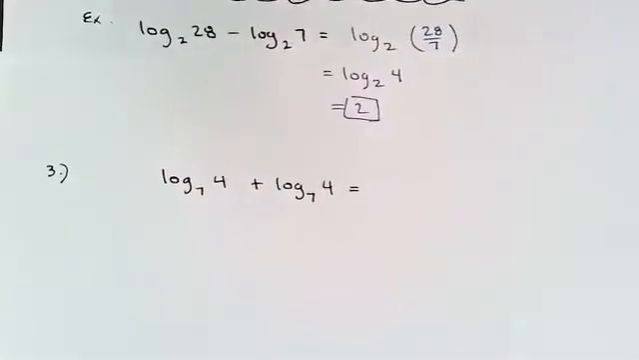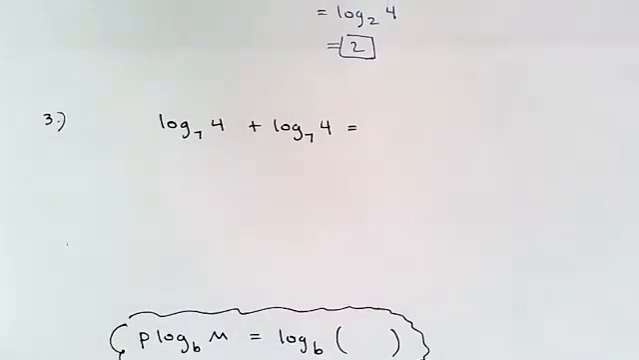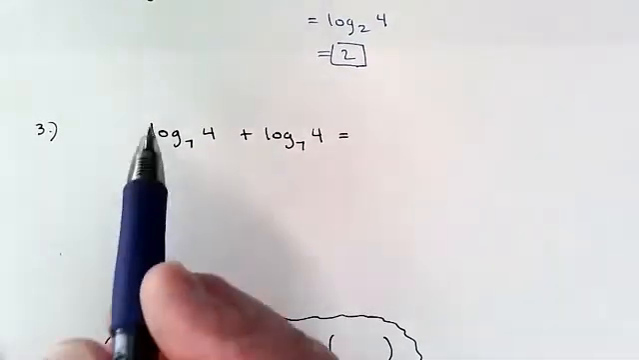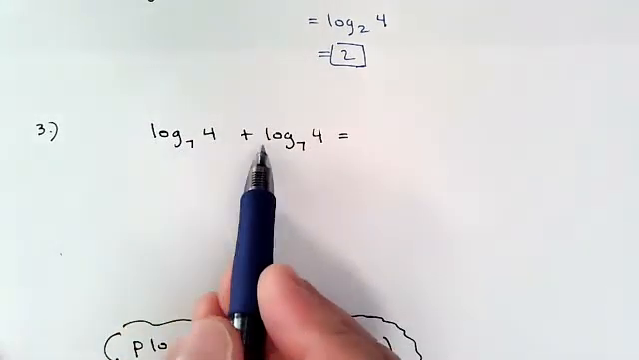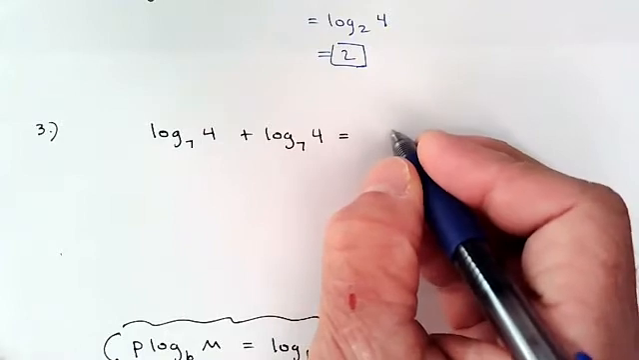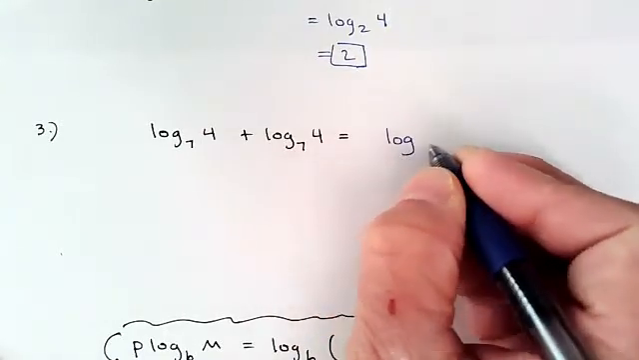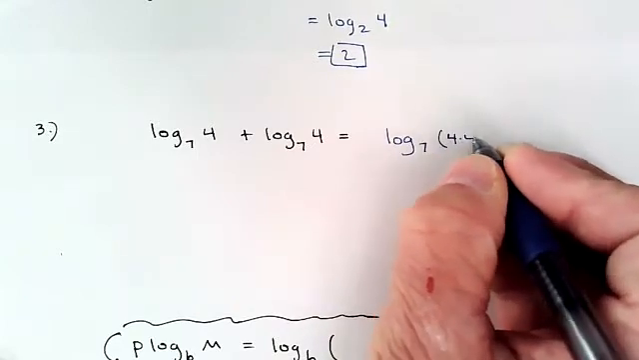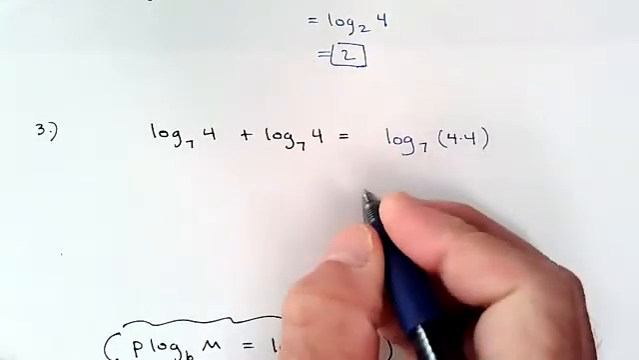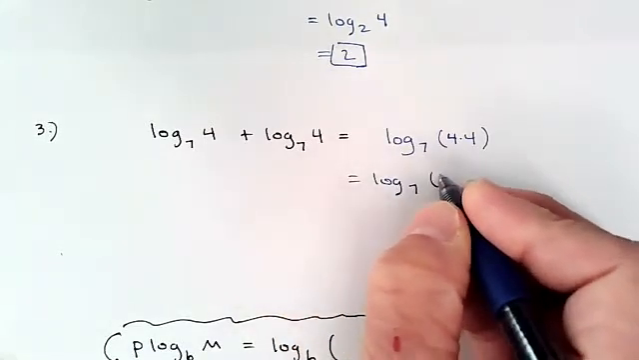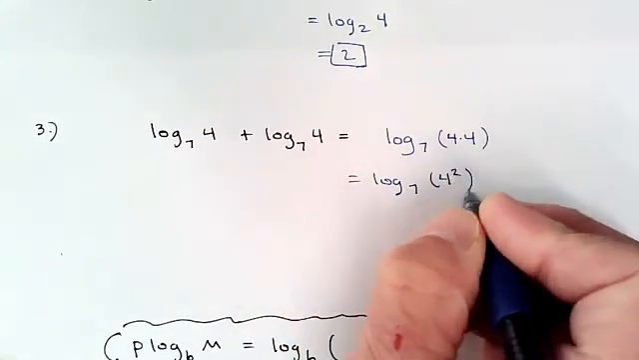Okay, the third property, we're going to sneak up on a little bit here. So if I had the log base 7 of 4 plus the log base 7 of 4, according to our first property, if I wanted to combine that to a single log, that would be the log base 7 of 4 times 4. But of course, 4 times 4 is 4 squared.